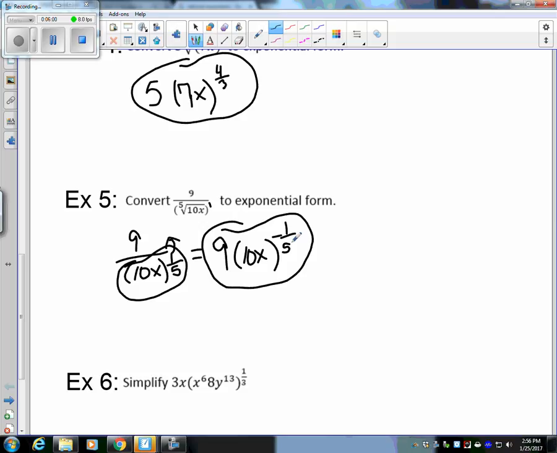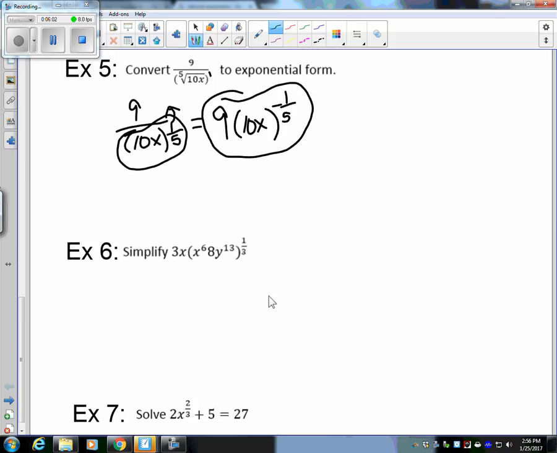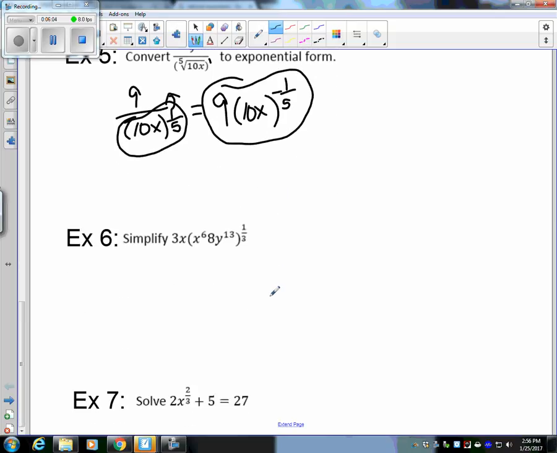Example 6, now we got to simplify. I think the easiest way to simplify is with converting. You don't have to convert it. You can simplify with this. It's power to power, which is multiply. I'm going to actually simplify them. So we have 3x, and then it's a cube root, because it's raised to the 1/3. So it's a cube root of x to the 6 times 8y to the 13th.